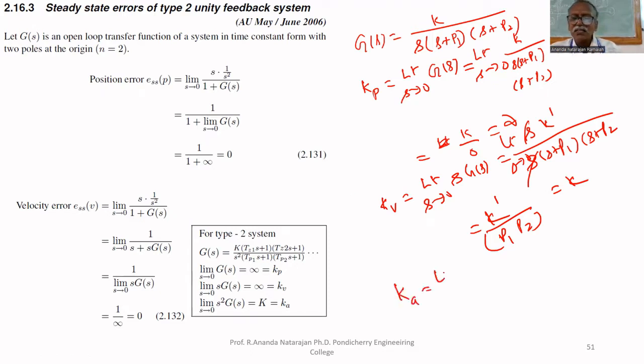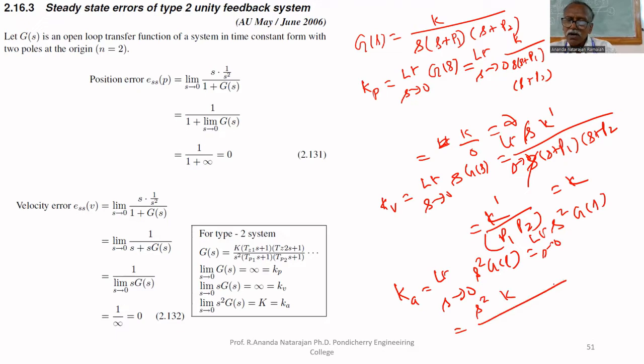What is the acceleration error constant? Ka equals limit s tends to 0 of s square G(s). That is equal to s square K upon s (s plus p1) multiplied by (s plus p2). Here, one s is getting cancelled. Therefore, you are getting 0. The acceleration error constant is 0.